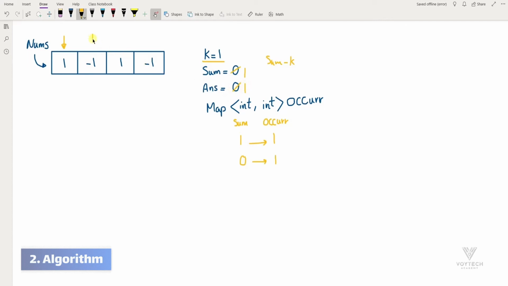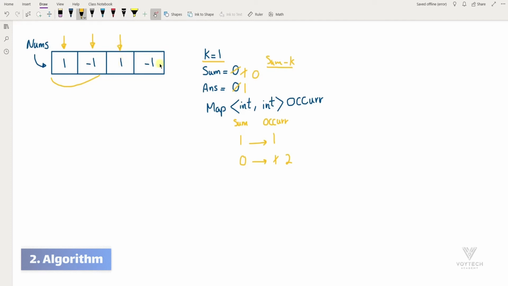Then we continue the iteration. Okay, now we are on -1 and the sum to this point from the beginning of the nums array equals 0. So the occurrence of 0 is 2 now. And then we calculate this, which is -1 now. And we look at our map, so we don't have any -1, so we do not update the answer.